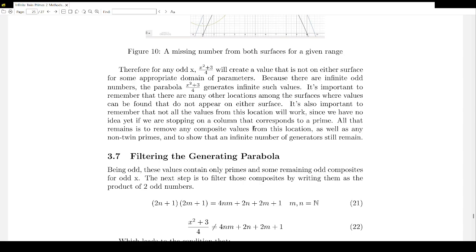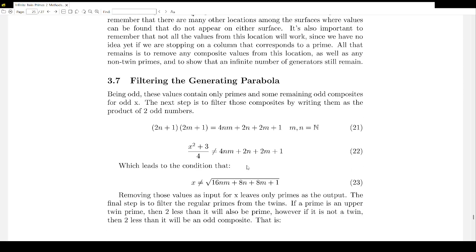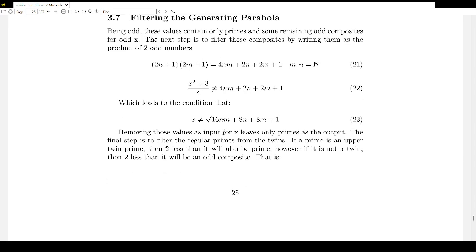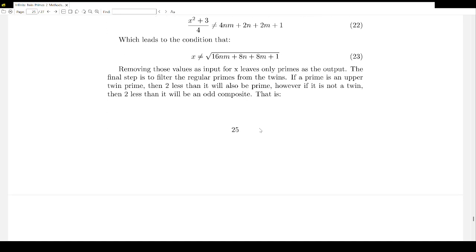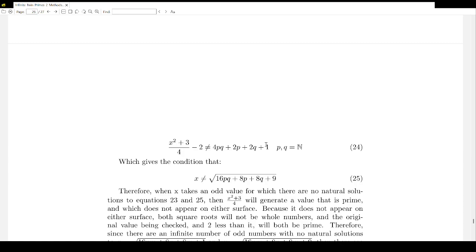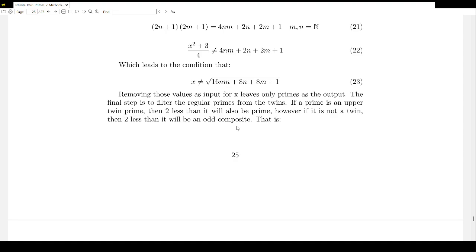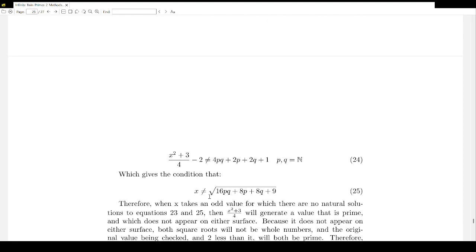And then filtering and the generating parabola. So you end up getting this condition that x can't equal this square root thing here. So similar to before, you get certain values that x can or can't be. And then you also get this position here, where x can't be this.